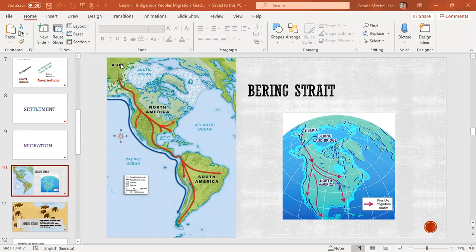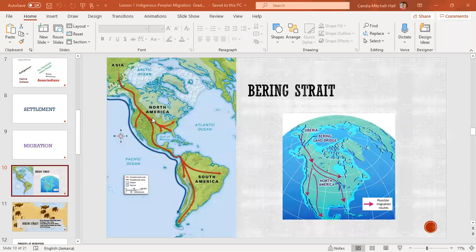The first people would have crossed the Bering Strait. They came down. So all of this area right here is Alaska. So they crossed the Bering Strait and came to Alaska.